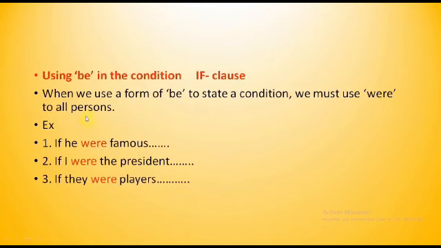Another thing, when we talk about the verb to be in the if clause, when we use the form of be to state a condition, we must use were for all persons, all the subjects: I, you, he, she, it, we, you, and they. You have to use were. If he were famous, right? We don't use I was. It is correct, but when it comes to the conditional type 2, don't use was. Use were. If I were the president, if they were players, etc.